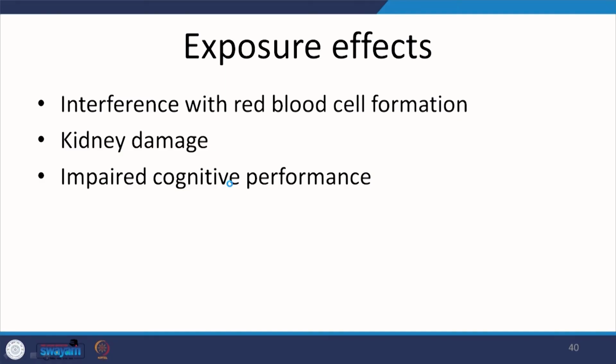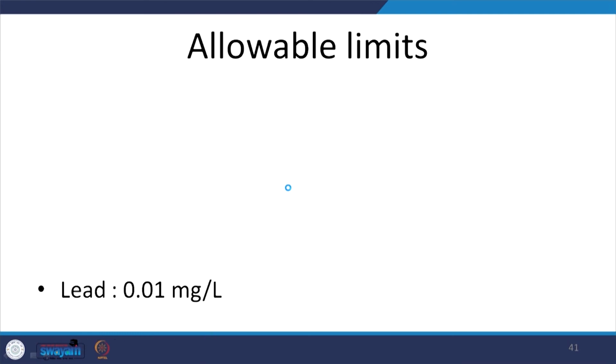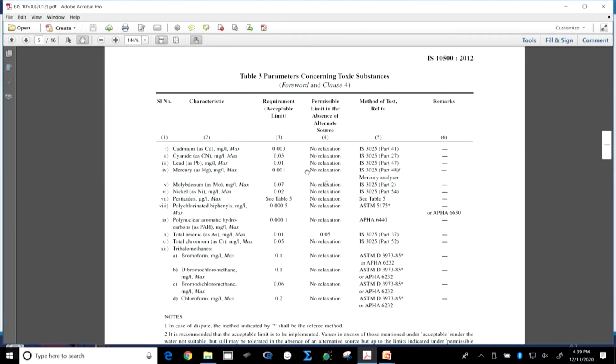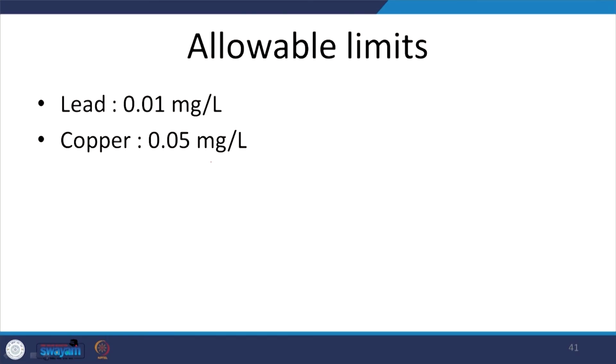So what are the side effects? Interference with red blood cell formation, certainly kidney damage, and then cognitive performance is also going to be affected. Allowable limits, I guess hopefully these are from the Indian context. Let's have a quick look at that. We are looking at lead 0.01. So looks like they did get it right this time. For India, these are the standards. Again, as you see, they are pretty low.